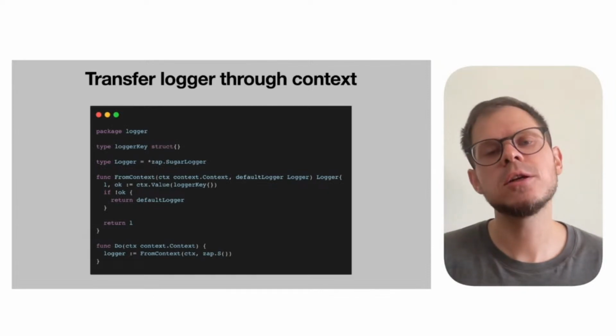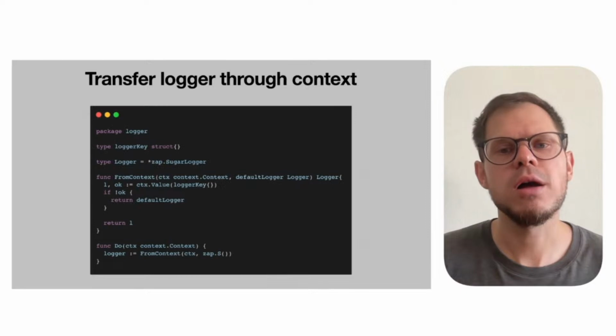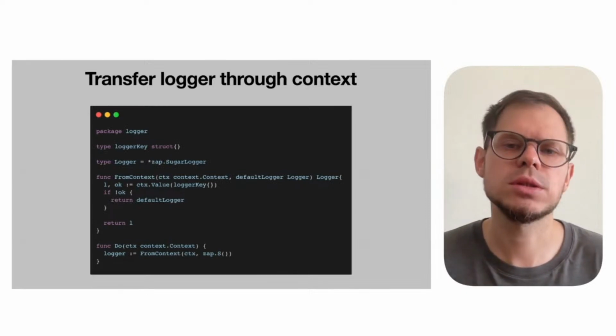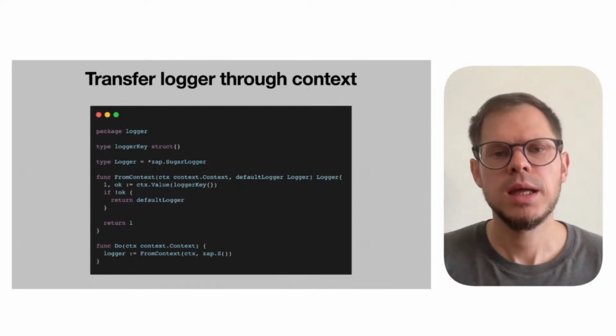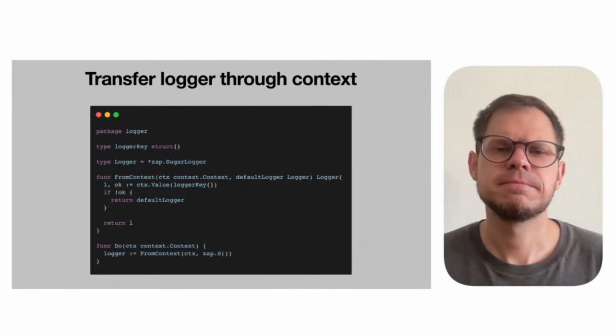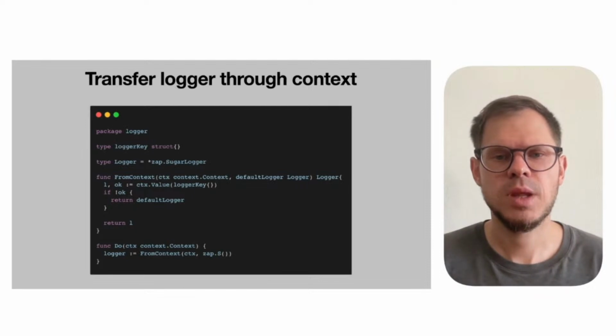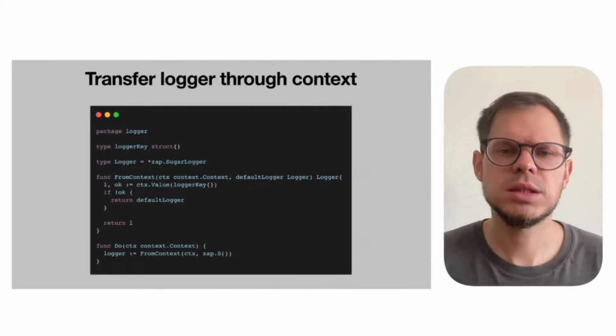A part of the community can notice that spreading additional information and logger through context is not a Go way. It's not totally clear and seems like magic. And we all know context is for cancellation. But I don't think that it's a problem.